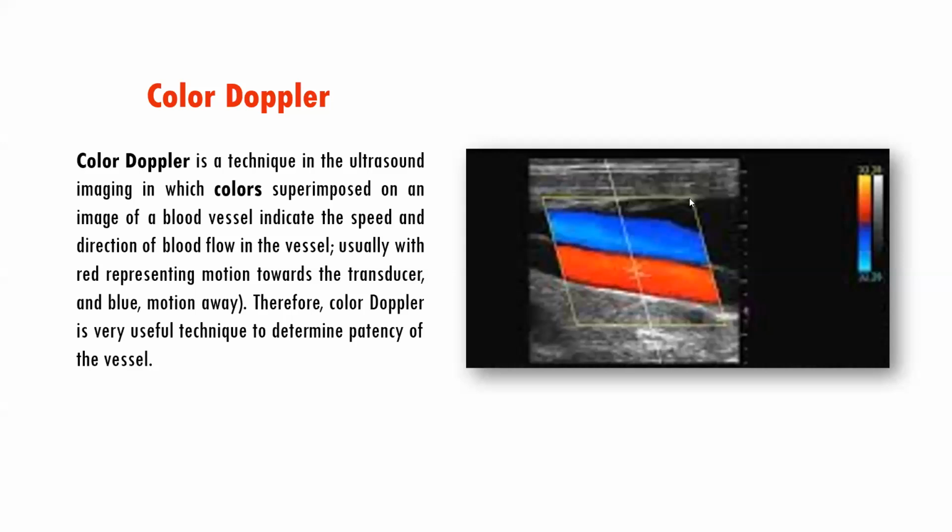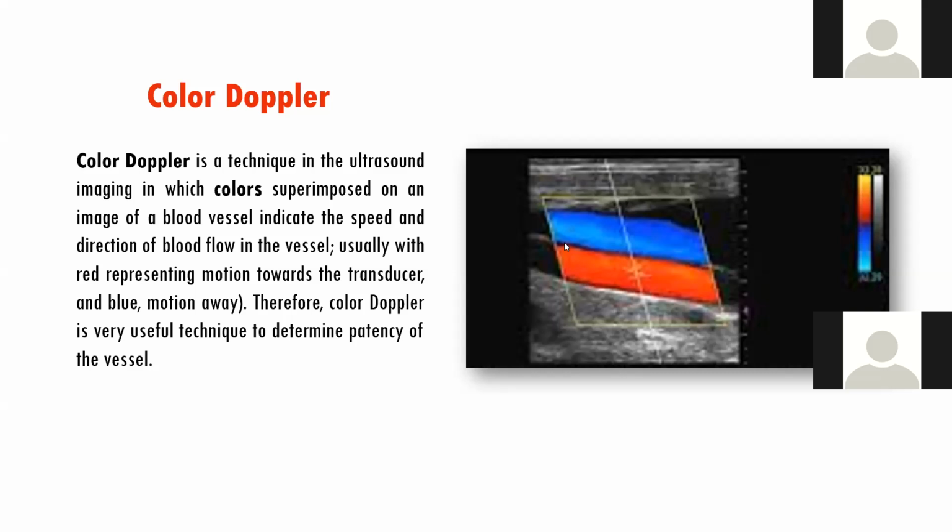If you place a color box, this is called ROI. ROI means region of interest. That means this is the region of our interest, so the structure or area within this ROI will show the configurations or information. So we'll see the color if flow is present in the vessels.